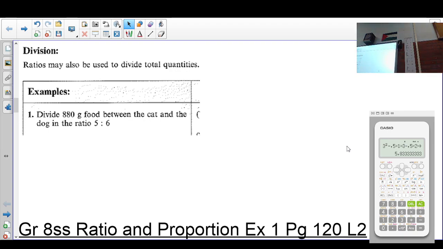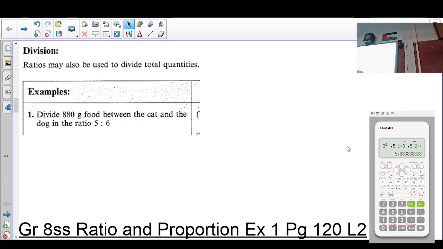So ratios may also be used to divide total quantities. Okay, so you're looking at example one. Divide 880 grams between the cat and the dog in the ratio 5:6. This is a bit different to what we've dealt with in the previous lesson. This is lesson 2 now.